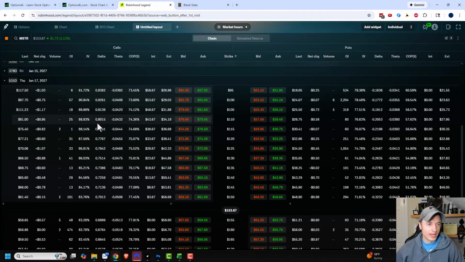If I move down, I got a 0.8 delta at 110. So I'm kind of evaluating that strike price as well. The current price is 153.47. So let's go ahead and do some simple math real quick. Let's say on the $100 strike price right now, the ask currently is $83.65.